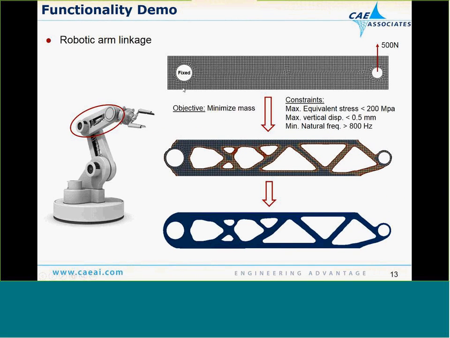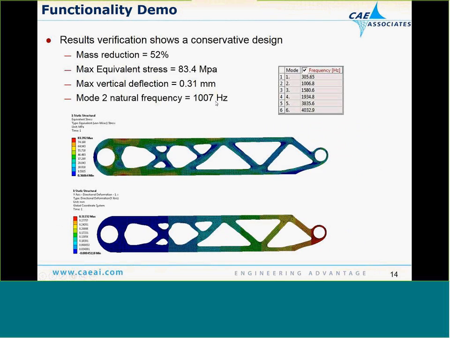I want to go back to the presentation here. And this is a summary of the optimized solution. The mass reduction is considerable. The mass reduction is 52%. And the max equivalent stress is 83.4 megapascals, max vertical deflection is 0.31 millimeters, and the mode 2 natural frequency is 1007 hertz.